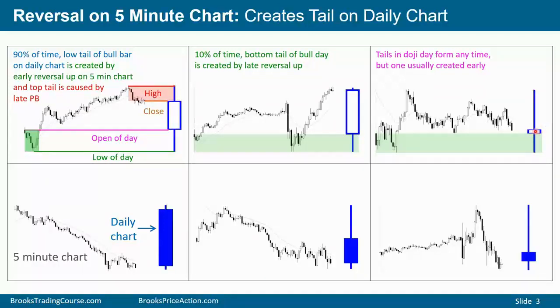You can say, well, Al, it's a bull body. Doesn't that mean that the day sold off and then rallied? No, not at all. In fact, that's not what happened here. We sold off, rallied, and then sold off again. Here's a bear day. 90% of the time, that tail is caused by a small rally early in the day that reversed down.